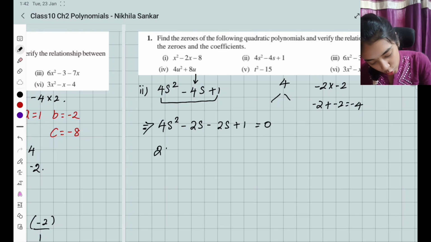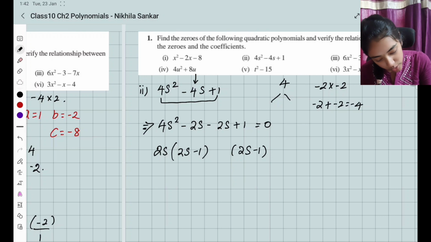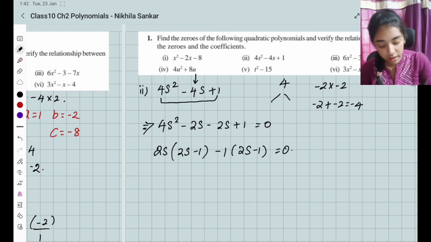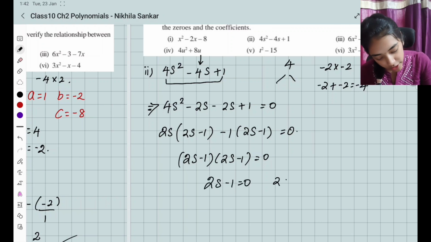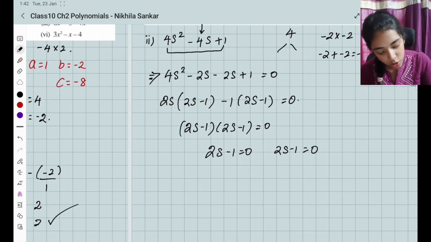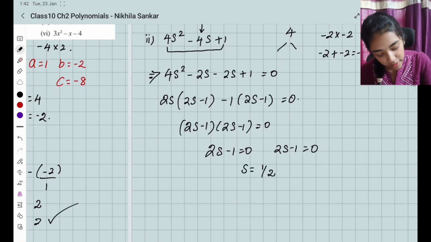So when I take 2s common, I'll have 2s minus 1. Here also we need 2s minus 1, so I have to multiply by minus 1. Okay, do lots of questions on splitting the middle term and you'll understand. Now when I take 2s minus 1 common, I'll have again 2s minus 1 equals 0. So from this I have 2s minus 1 equals 0. Both are the same, 2s minus 1 equals 0. So I have s equals 1 divided by 2. So both alpha equals half and beta is also equal to half.